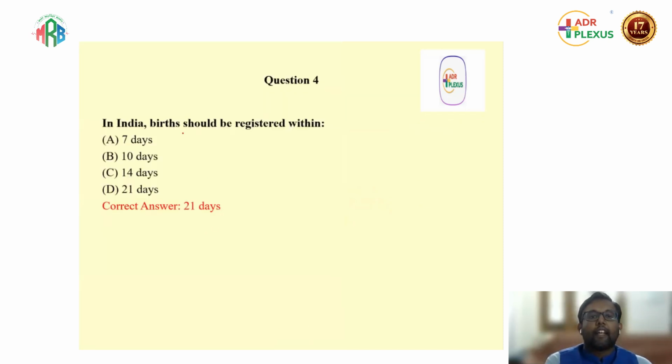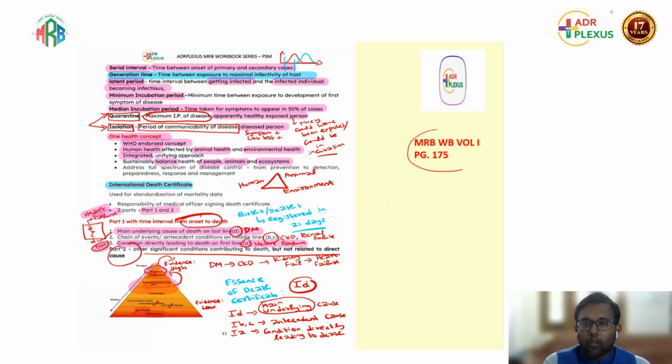Next question. In India, the births should be registered within? An easy question, direct from our MRB workbook. Births and deaths both should be registered within 21 days. MRB workbook, volume 1, page 175. We discussed this during the MRB class. According to our Registration Act, we have to register births and deaths within 21 days.